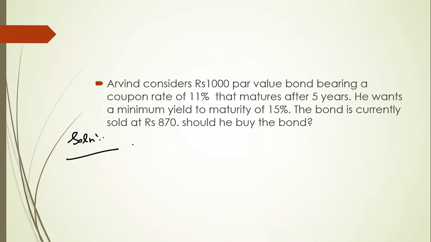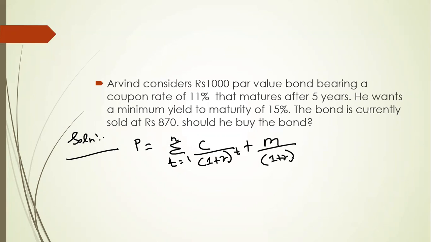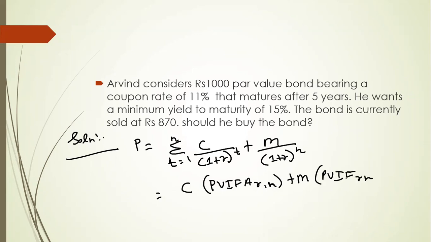So let's write the formula. P is equal to summation T equal to 1 to N of C divided by (1 plus R) raised to T, plus M divided by (1 plus R) raised to N. Or else we can use the simpler formula: C, the coupon, into the present value interest factor annuity (R, N), plus M into the present value interest factor (R, N).